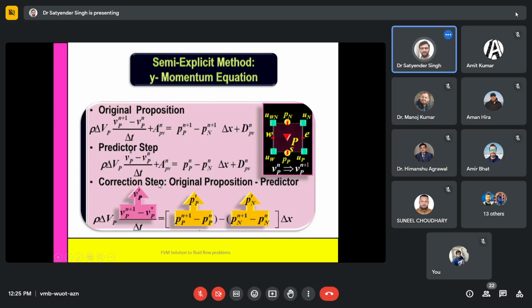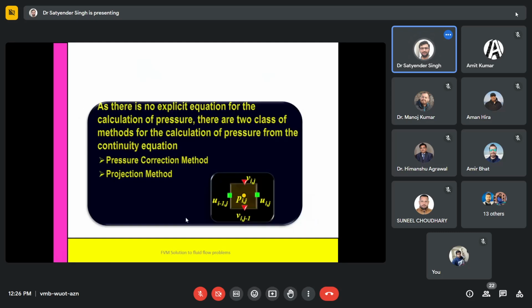And in the correction step, I subtract the predictor step from the original proposition that I'm writing here, similarly on the left hand side and right hand side. So again, I am left with v p n plus 1 because of p n plus 1. So now there is a need to predict some value for the pressure. Without the value of pressure, we cannot proceed further and update the values of u and p in the computational domain. So now there are two methods: the pressure correction method and the pressure projection method.